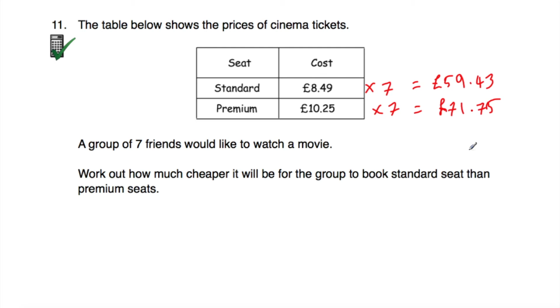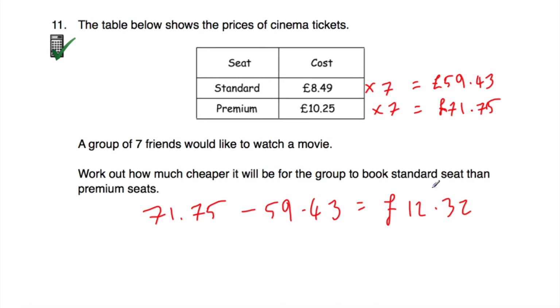So we've now found the total price of 7 premium tickets and the total price for 7 standard tickets. And the question is, how much cheaper would it be? So we just need to take those away. £71 and 75 pence subtract £59 and 43 pence is equal to £12.32. So the question says, how much cheaper would it be for the group to buy standard tickets than premium tickets? The answer is £12.32, and that's it.